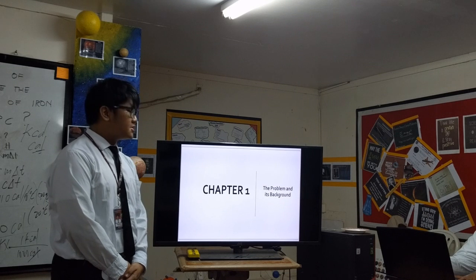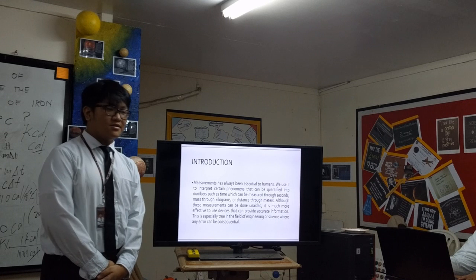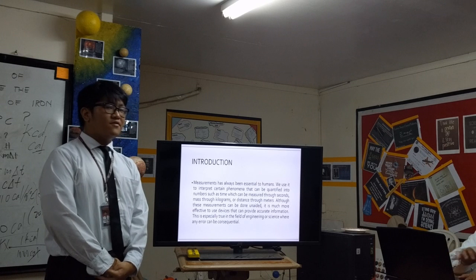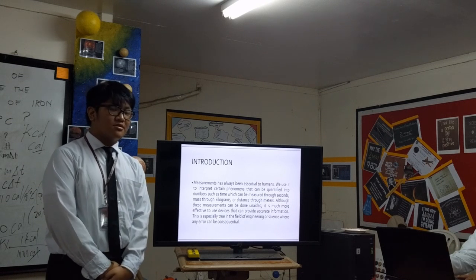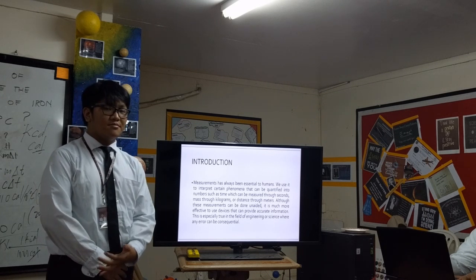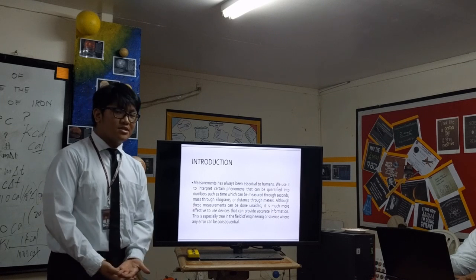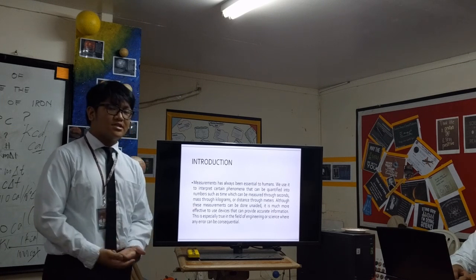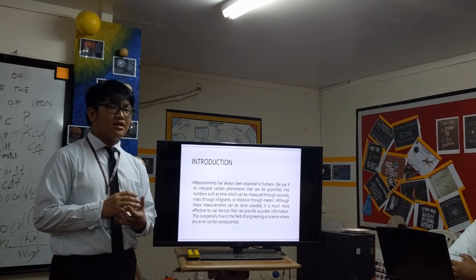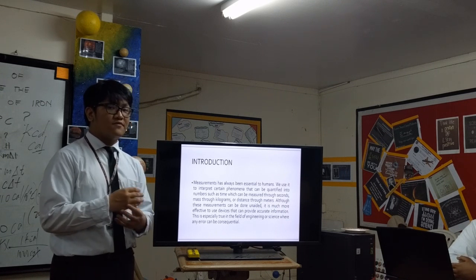Chapter 1, the problem and its background. So measurements have always been very essential to our lives. We have time, weight, meter, and temperature, and we all have units for them: Celsius, seconds, meter, kilogram. And in order to get these measurements, we need devices to take them accurately. We have meter stick, measuring tape, weighing scale, thermometer. We researchers want to create a device that would efficiently take measurements in the case of distance.